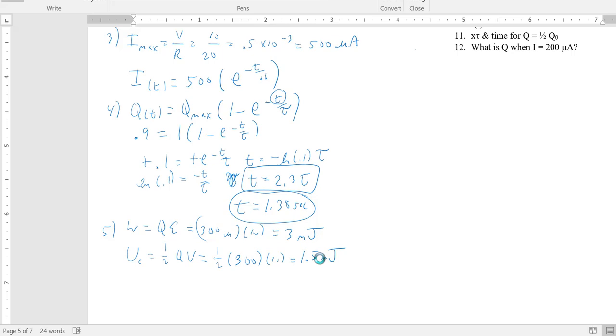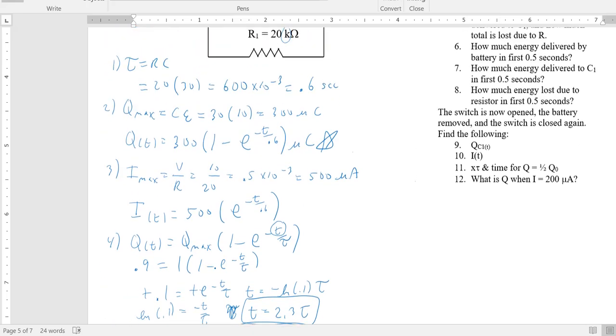So the last question asks how much energy is dissipated by the resistor. Well, if you started with 3 millijoules, but only 1.5 of them got to the capacitor, then that means you're losing 1.5 in the resistor, and that's turning into heat. Okay. All right, question 6.